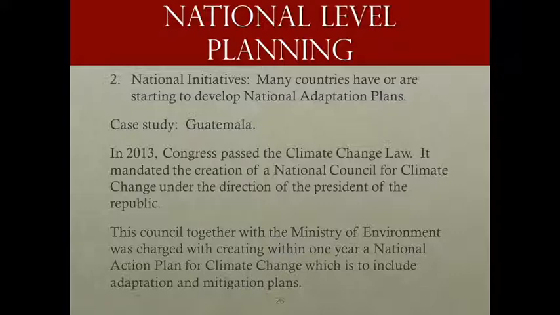In Guatemala, I mentioned to you that because of all this extreme weather that we had in the previous decade, politicians were very open to passing a law.